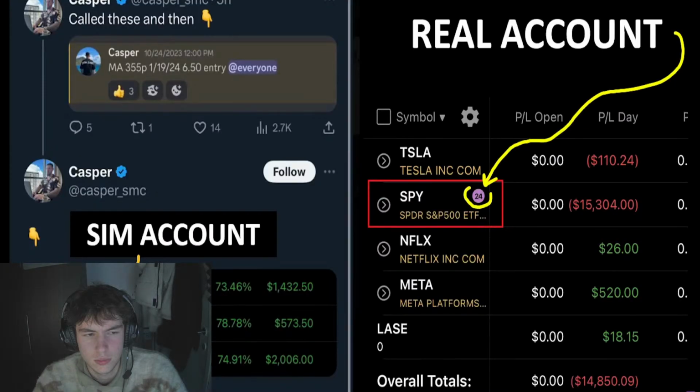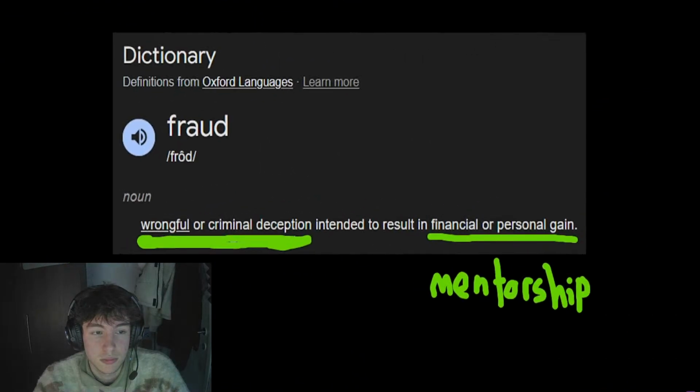Long story short is that Casper SMC is so unfamiliar with a real trading account that he didn't know there was supposed to be a 24-hour icon next to SPY at this time with this broker. When it's a sim account, the 24-hour icon is not there. And that's how he got caught pretending to be making money from trading in order to appear competent so that people would buy his mentorships, aka the definition of fraud.